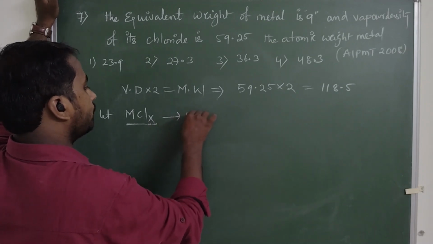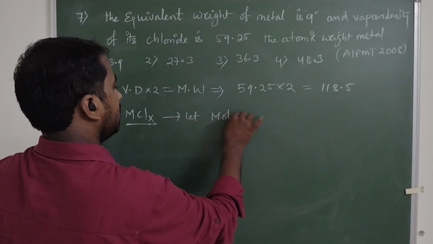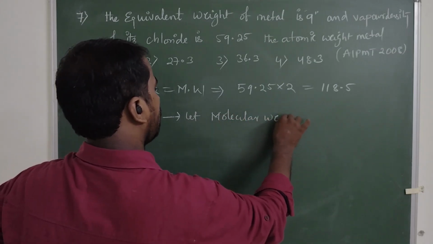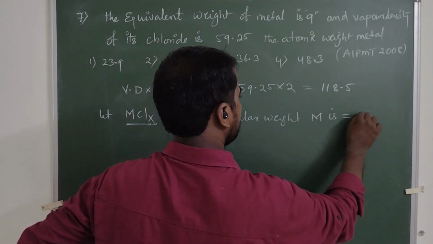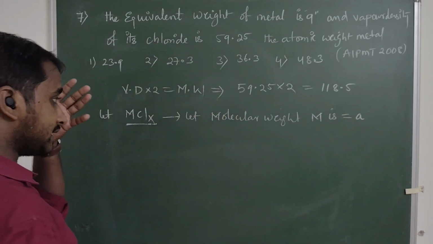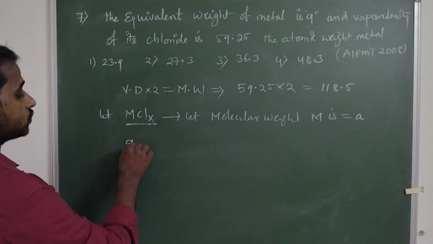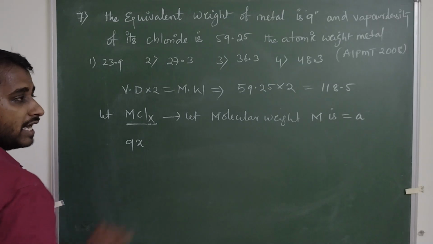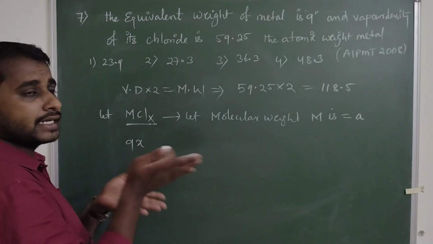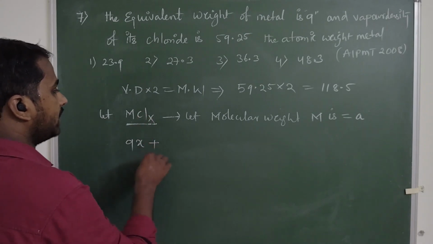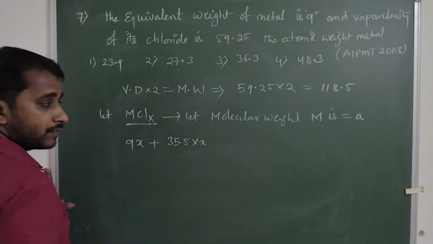So now let the atomic weight of the metal be A. The equivalent weight is given as 9, so 9 into X is the valency. So the equivalent weight into the number of metals is nothing but 9X, plus 35.5 into X, because that is for chlorine.